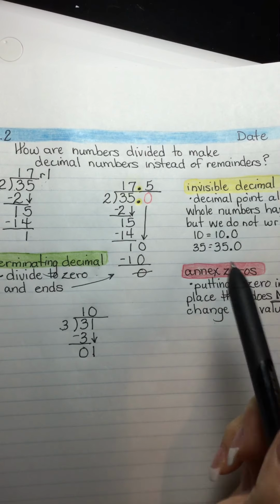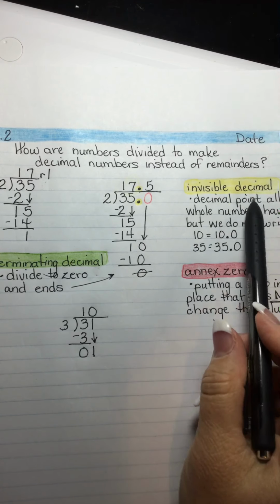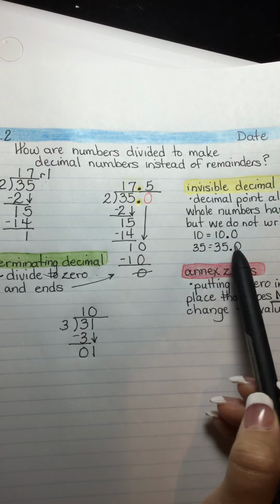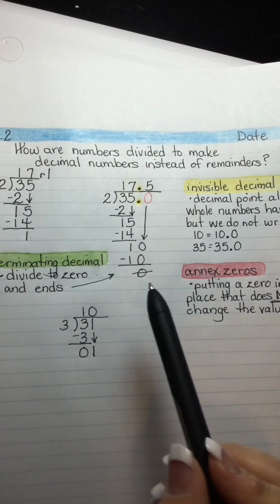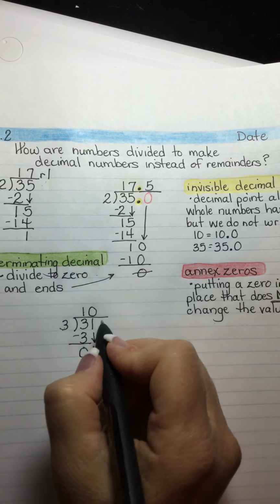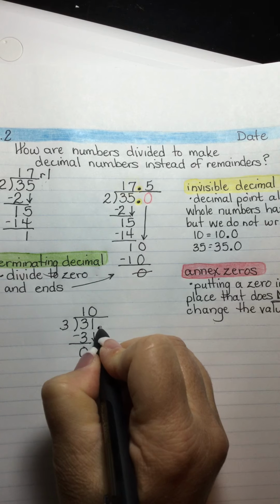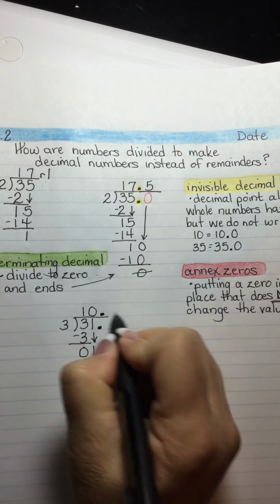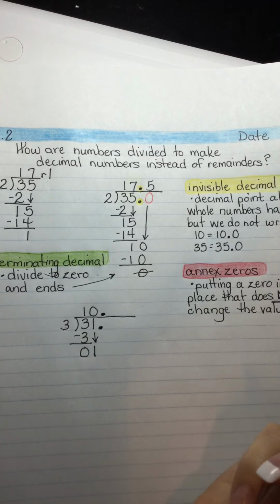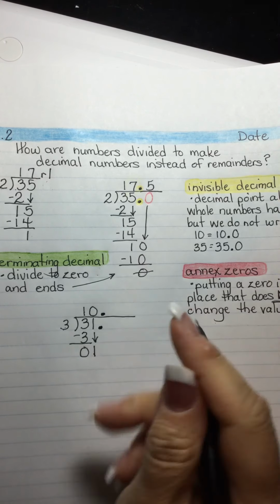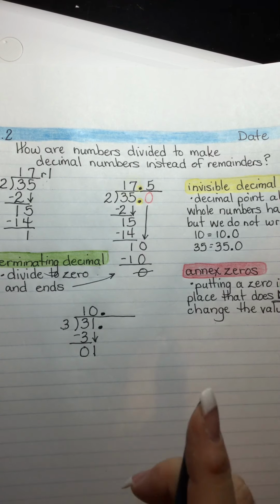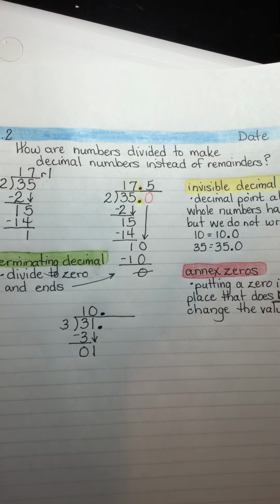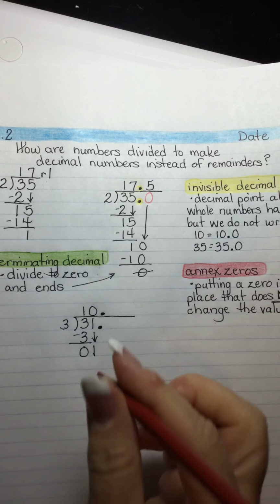Now we're going to think about what we talked about with the invisible decimal. So 35, we put the decimal after it or to the right of it, and then we annexed a 0. And we can do the same thing with 31. 31 and 10 both have decimals to the right of them. We just don't write them because it gets sloppy after a while. If we had to do that every time we wrote a number, imagine what that would look like. It would get confusing. So that's why we don't do it unless we need to. And in this case, we need to. And we're going to annex a 0.